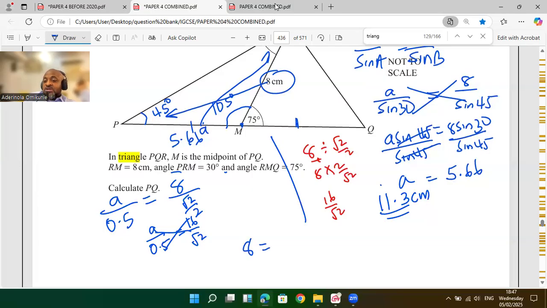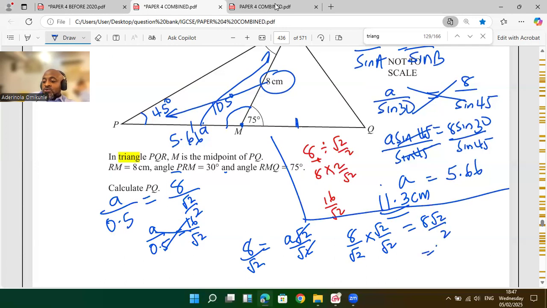We are not using a calculator. And then we have A root 2. So divide both sides by root 2. You have 8 over root 2, but we know that you cannot leave your answer as a root. So you multiply the top and bottom by root 2. That will give you 8 root 2 over 2, which is 4 root 2. And that's for PM.